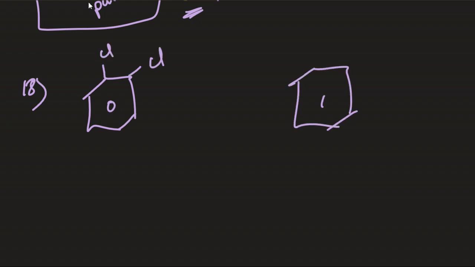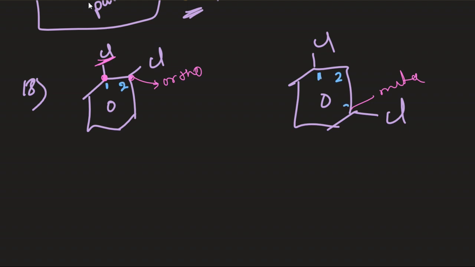Next, 19th one. Okay, suppose this is our main part. We can say this is our ipso. We can say this is nothing but ortho. This is meta. Okay, right? So if I give numbering 1, 2, 1, 2, 3, what is the name of the compound?